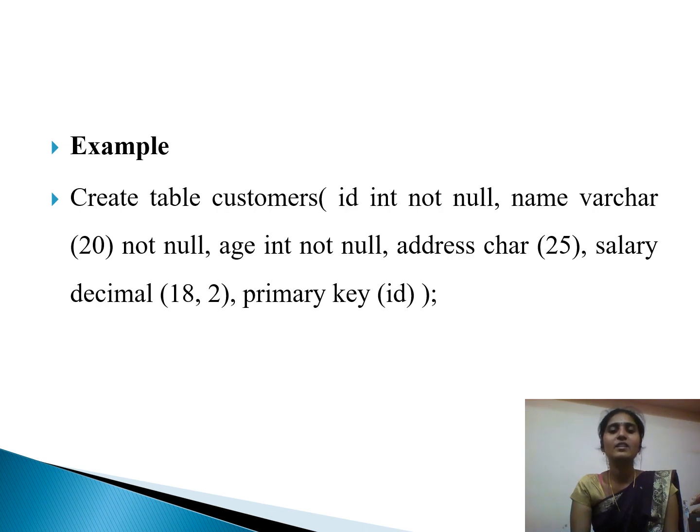We can set not null because ID, age, name, we can set not null constraint. So we cannot use the null values for that column, and we can set primary key for ID. So ID can be uniquely identified. So in ID column, we cannot give the duplicate values or null values because we can set the ID as primary key.